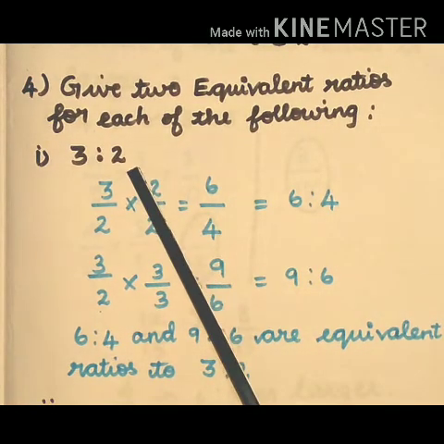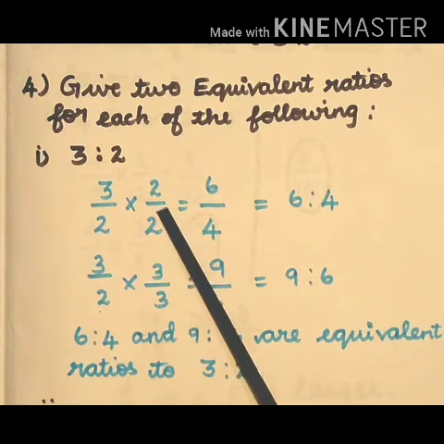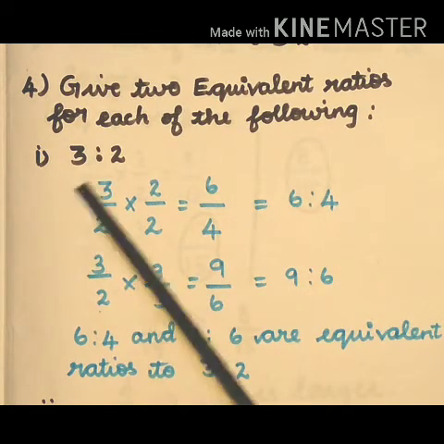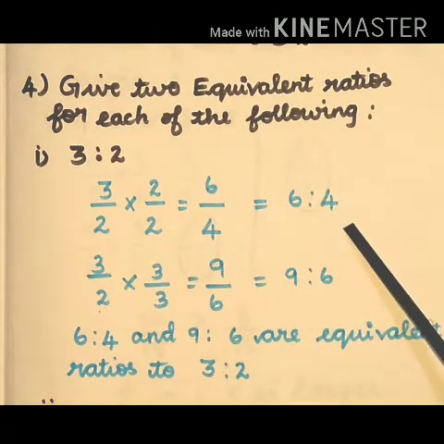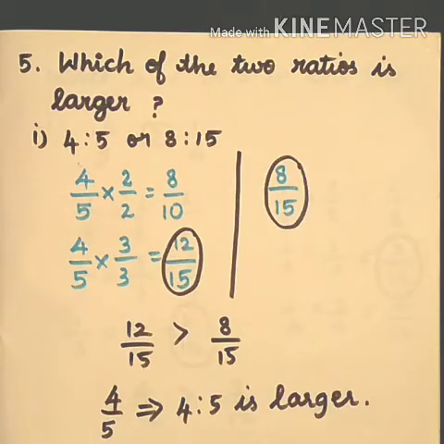First you have to write the ratio in the fraction form. Then you have to multiply the numerator and denominator by the same number. Then you have to change the fraction into ratios. See, here the answer is 6 is to 4 and 9 is to 6 are equivalent ratios to 3 is to 2.